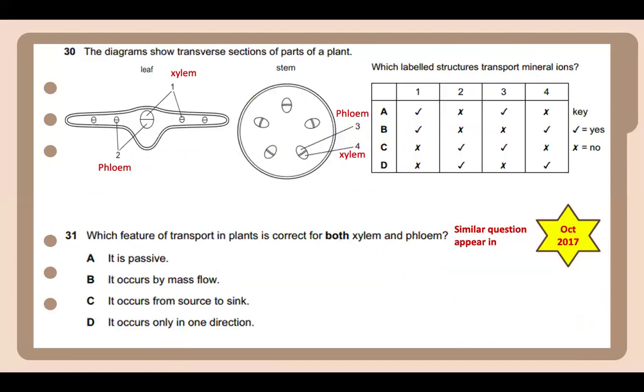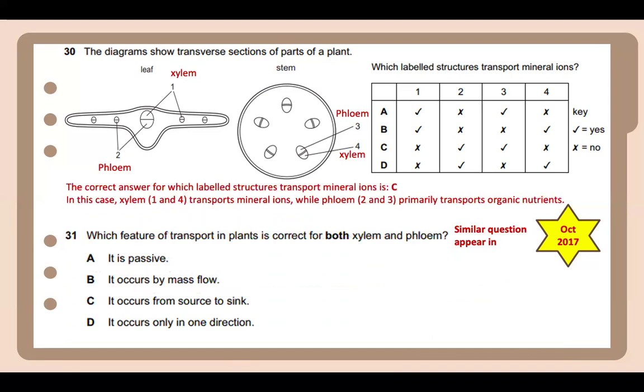The diagram shows transverse sections of part of a plant. Which labelled structures transport mineral ions? The correct answer is C. In this case, xylem 1 and 4 transport mineral ions, while phloem 2 and 3 primarily transport organic nutrients.